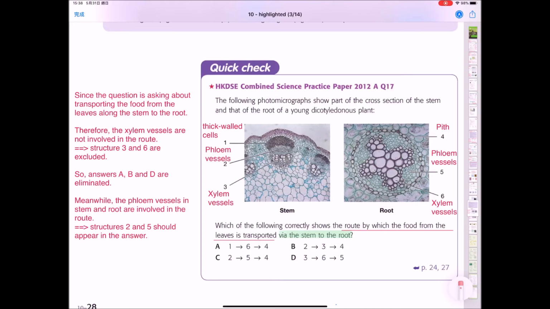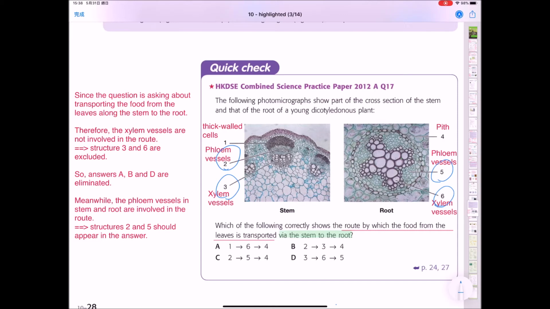So let's take a look at the second MC question. It's talking about the transport of the plant. In this question, we are going to examine the photomicrographs of the stem and of the root. So the first idea is that you need to label all the things, especially the structures of xylem vessel and phloem vessel. So you need to be able to distinguish 2, 3, 5, 6, at least the xylem vessel and phloem vessel.